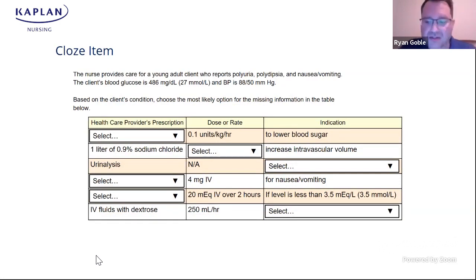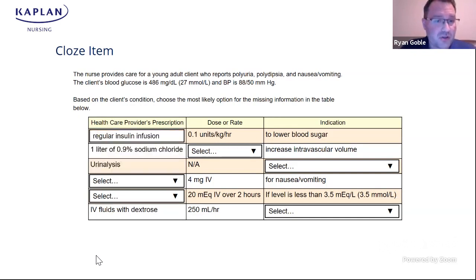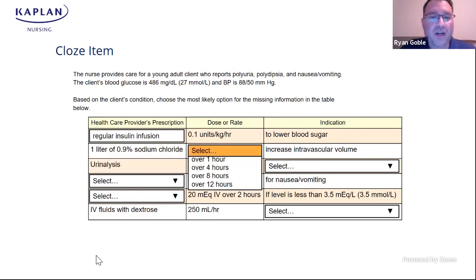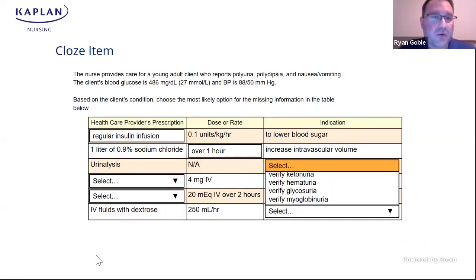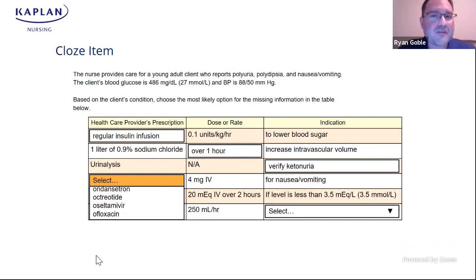So what makes sense? A regular insulin infusion to lower the blood sugar. We want to increase the intravascular volume. The client is pretty hypotensive, so it should be infused over 1 hour. Why is the urinalysis ordered? Well, it's to verify ketonuria because we're suspecting DKA. Which medication fits here? Well, the only antiemetic listed is ondansetron.